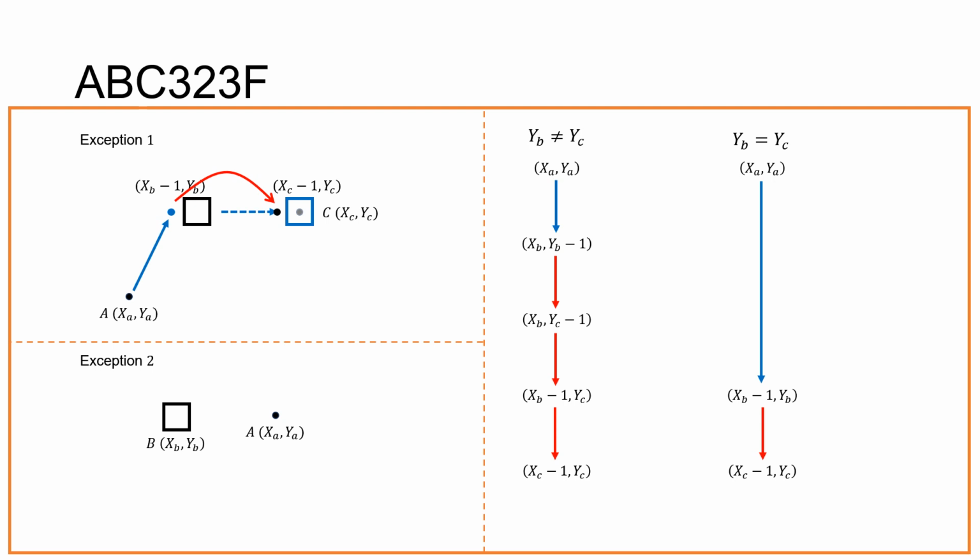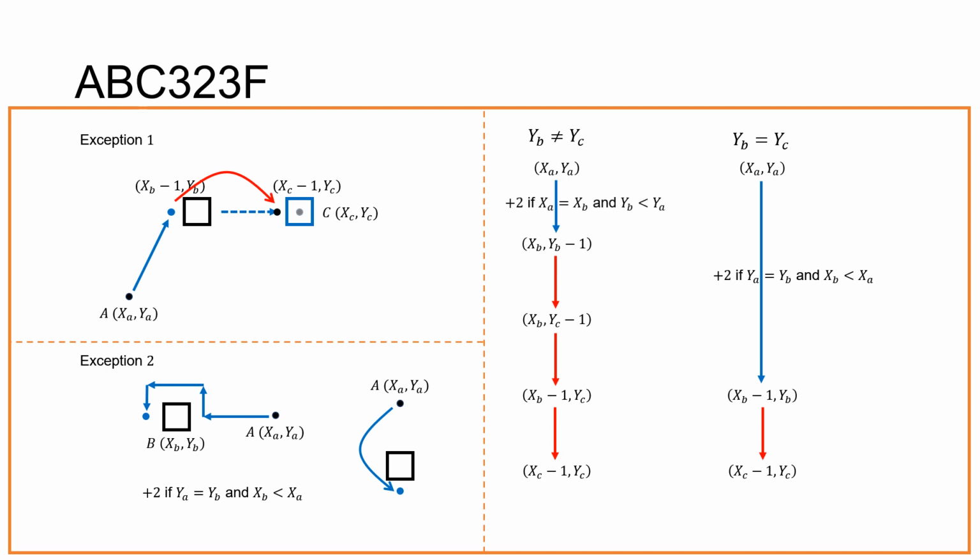Given the same positions of the cargo and the goal as the above example, but suppose that the start is on the right side of the cargo. Then we must go around to the left side of it. In this case, we require 2 more actions. This happens if YA equals YB and XB is less than XA. So we must add this condition here. The same thing happens in the case of the previous slide. So we must add this condition here. Now we've completed the calculation for the blue route going up and then to the right.